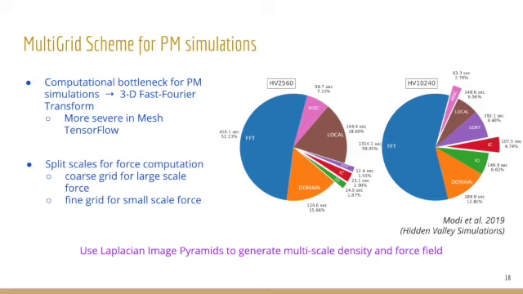So one way to get around that, which people have tried before, is to use a multi-grid scheme where you split your scales to calculate the force. So you use a coarse resolution simulation to do the large scale forces, and you use a finer grid to get the small scale forces. What we are exploring right now is to implement such a scheme with a novel method called Laplacian image pyramids.